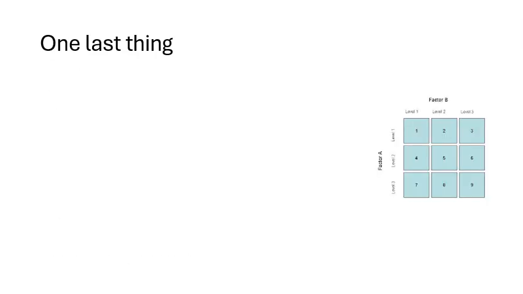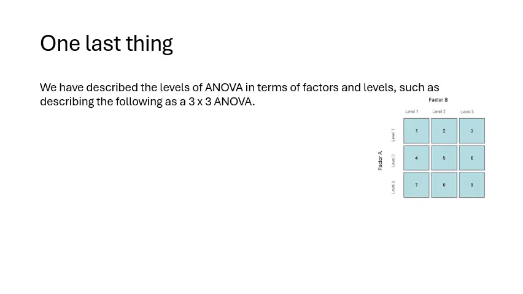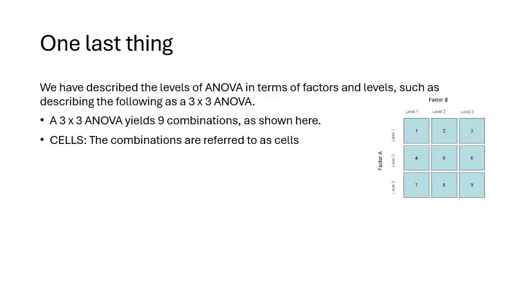So one last thing, and this is actually a really important last thing. We've been describing ANOVA in terms of factors and levels, like describing this little grid here as a 3x3 ANOVA, 3 levels on factor A and 3 levels on factor B. So a 3x3 ANOVA yields 9 combinations, as you know. You multiply 3 times 3 to get 9, and you can also see why in this grid. And so that means that each participant could be in any one of these 9 combinations. And we refer to these combinations as cells. So you can imagine this grid in your mind's eye.